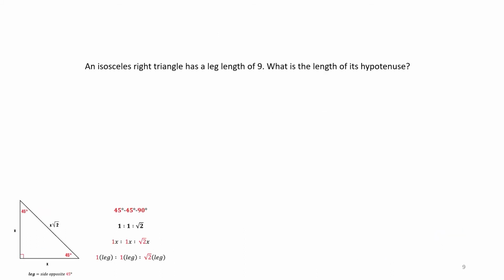An isosceles right triangle, so a 45, 45, 90, has a leg length of 9. So our x is 9. What's the length of the hypotenuse? 9 root 2. That's literally it. If it had a decimal answer, you would put this in the calculator, hit enter, and get the decimal answer. That's it.